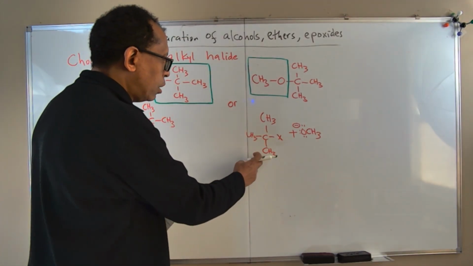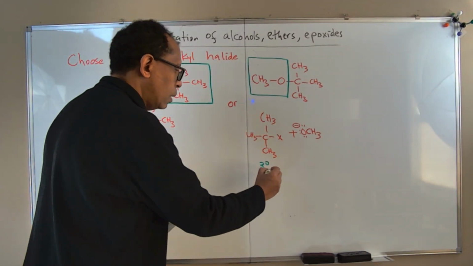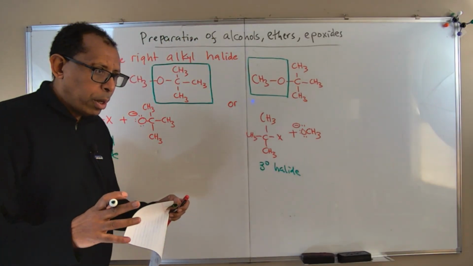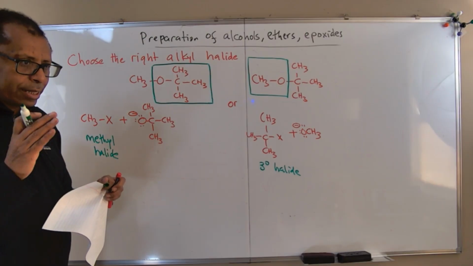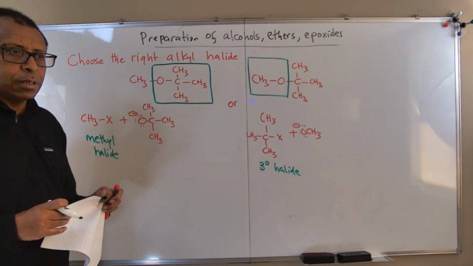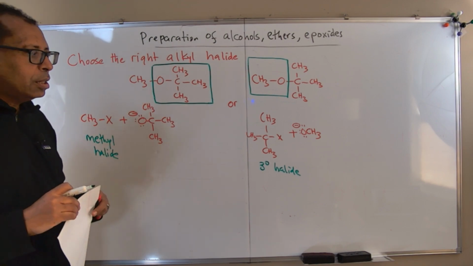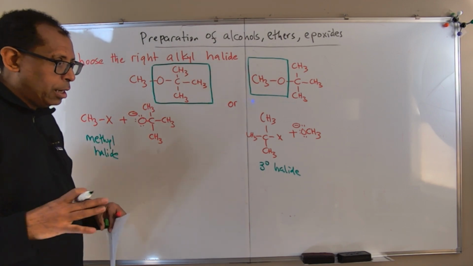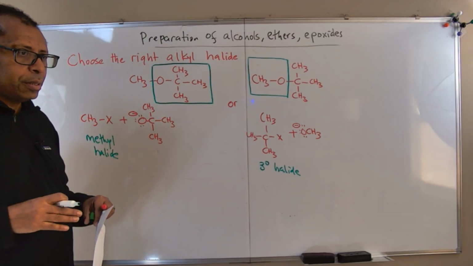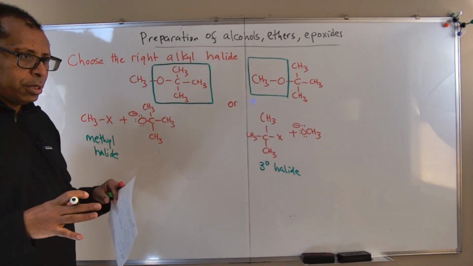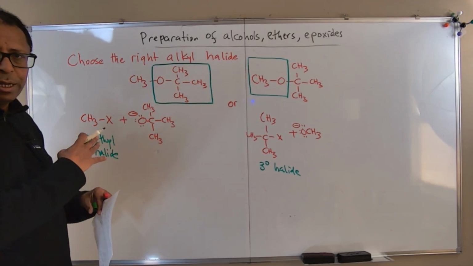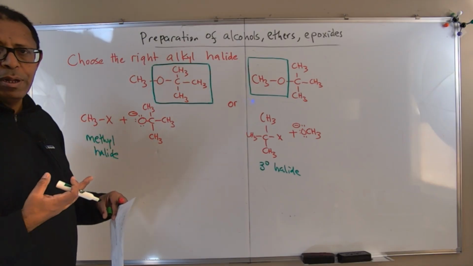Here you have a tertiary halide. You see? What did we say earlier? SN2 reaction is the reaction that Williamson ether synthesis uses. So a tertiary halide, if you remember, in SN2 reaction, is not a good substrate. SN2 reaction happens very rapidly when you have a primary alkyl halide and a nucleophile.